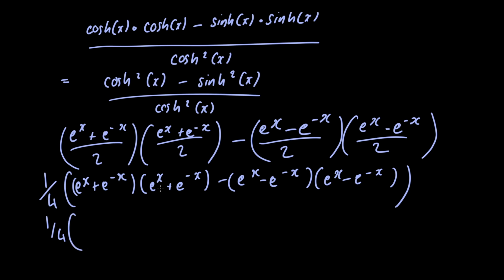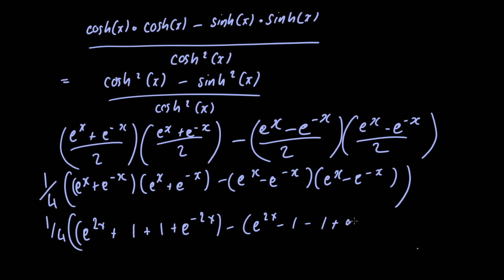So we're going to have e raised to x multiplied by e raised to x, that's just e raised to 2x. Now we have e raised to x multiplied by e raised to minus x, that's just e raised to 0, and e raised to 0 is just 1. And then we have the exact same thing here. And we have e raised to minus x multiplied by e raised to minus x, that's just e raised to minus 2x. Minus e raised to x multiplied by e raised to x, e raised to 2x, e raised to x multiplied by minus e raised to minus x, which is minus 1 again, and minus e raised to minus x multiplied by minus e raised to minus x is just positive e raised to minus 2x.